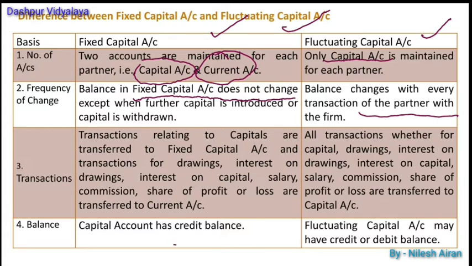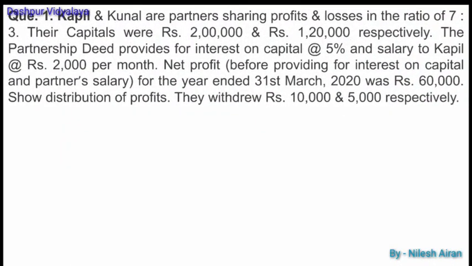Balance. The fixed capital account always has a credit balance, whereas the fluctuating capital account may have debit or credit balances. We will see how to prepare the profit and loss appropriation account and partners' capital account.